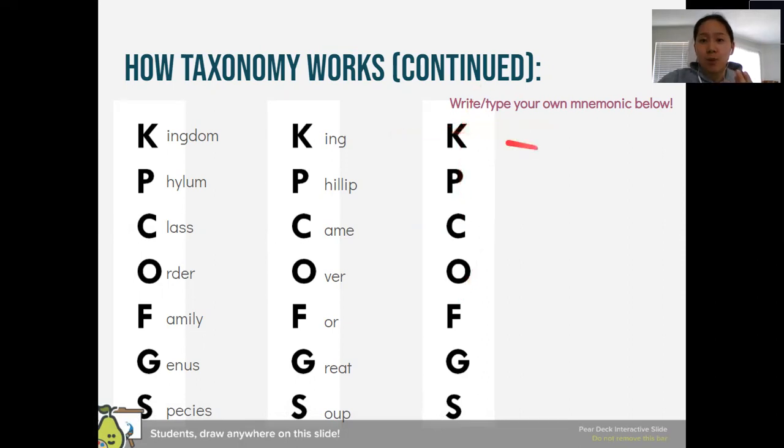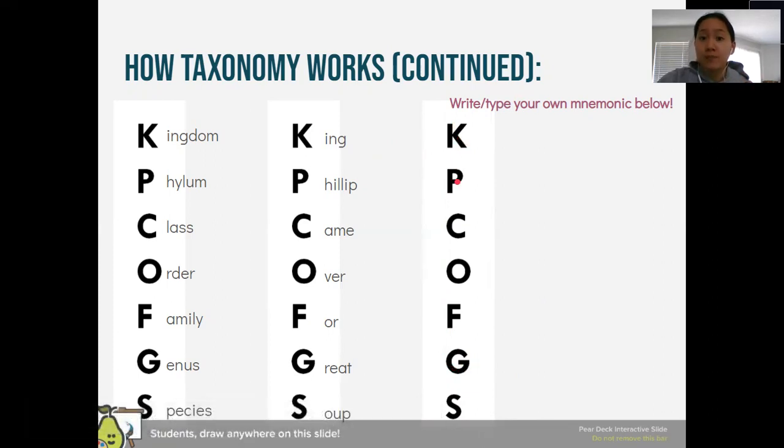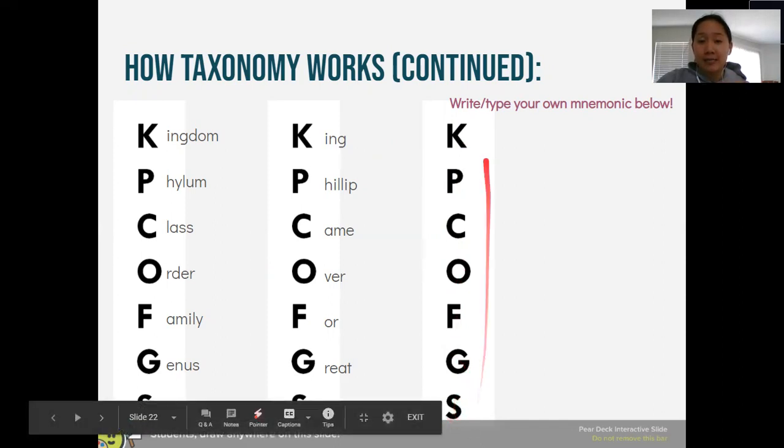And you're going to put it in a little text box, or you can handwrite it if you have good handwriting. And this vertically should read as a sentence that begins with a word with the letter K. Second word should begin with the letter P. Third word should begin with the letter C. Fourth word should begin with the letter O. Fifth word begins with an F. Sixth word begins with a G, and then the seventh word should begin with an S. And so this should all be one sentence that actually makes sense.